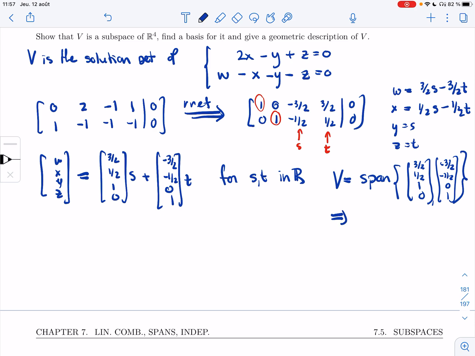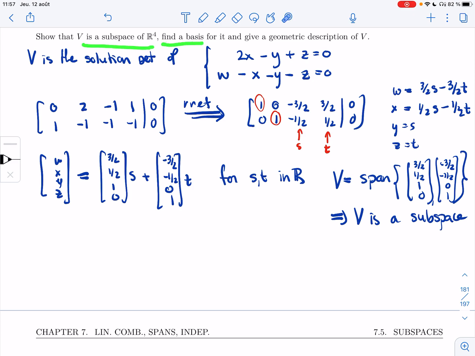which means that V is a subspace. It's a span, it's a subspace. And so if you solve the system and get that V is a span of some sort, or if you've managed to write your set as a span, you don't actually have to show the three properties. We've done it in general. All right, so we've done the first part.